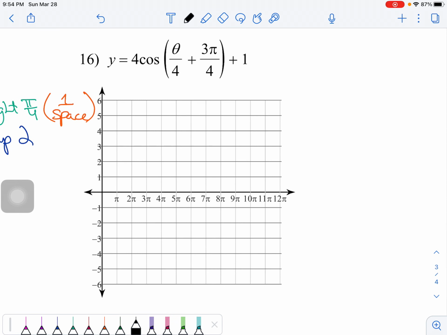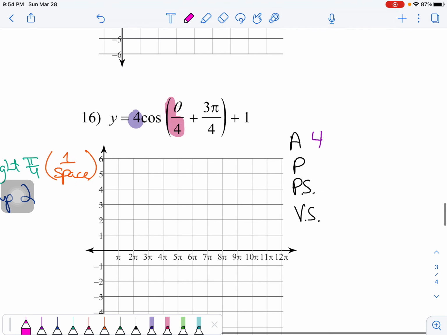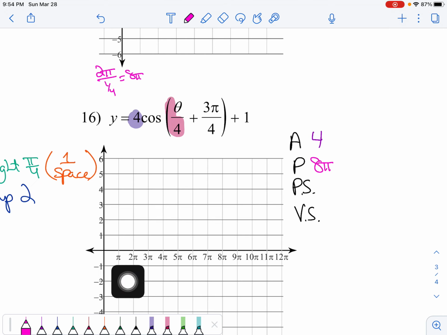So let's see what we got here. Amplitude, period, phase shift, and vertical shift. So amplitude is 4. Period is going to deal with this coefficient to theta, which in this case is 1/4. So 2 pi over 1/4 is equal to 8 pi. And if you look at your x-axis, it kind of makes sense that the graph went very large for this particular problem. Period, we took care of as 8 pi.